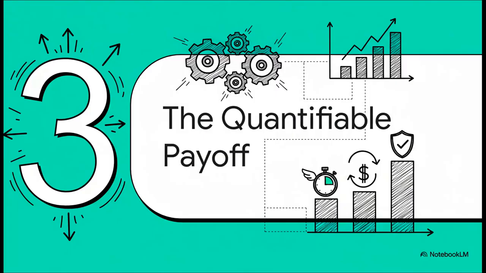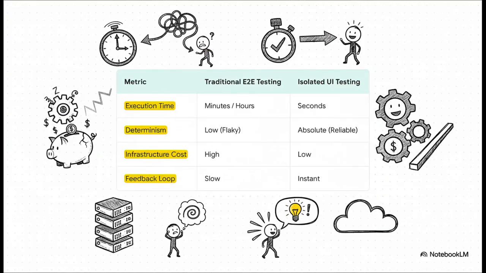And that one simple change leads to a massive, totally quantifiable payoff. We're talking speed, cost, and, of course, reliability. I mean, just look at this comparison. It's night and day. Test execution time goes from minutes or even hours down to seconds. Determinism goes from a flaky lottery to absolutely reliable. Your infrastructure costs just plummet because you're not spinning up these complex environments anymore. And maybe most important of all, that feedback loop for developers becomes instant.